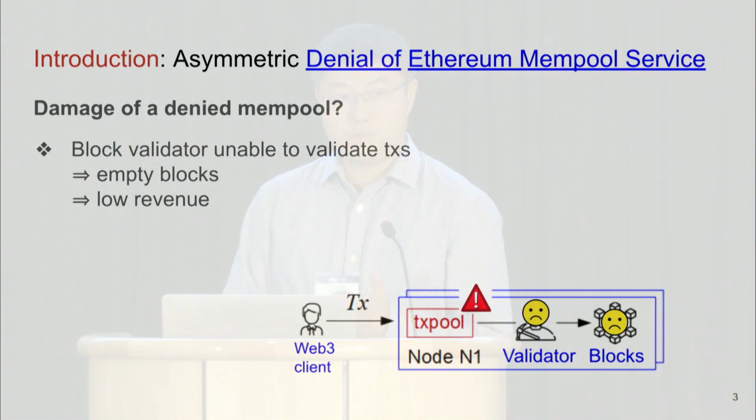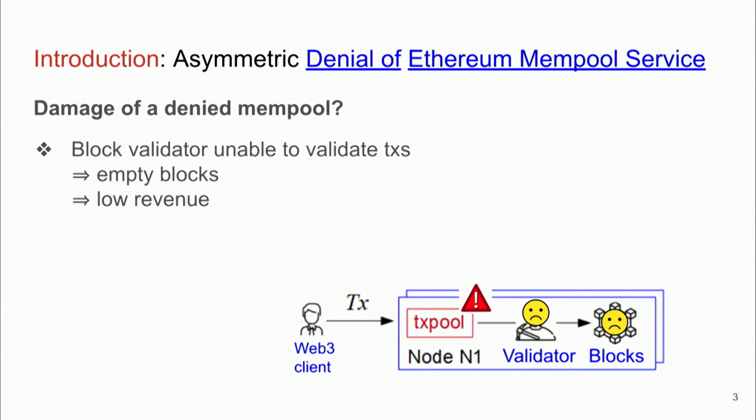So you can imagine in this pipeline, the memory pool is a critical data structure. Denial of memory pool service will cause global damage. First, given a denied memory pool service, a block validator will not be happy because it will not be able to retrieve legitimate transactions from the memory pool, and it will be forced to produce empty blocks. In the long run, block validators will lose the revenue from legitimate transaction fees, and they will probably lose the incentive to participate in mining or block validation.